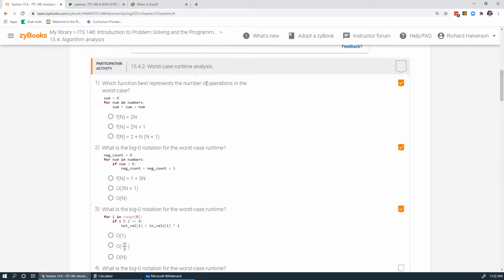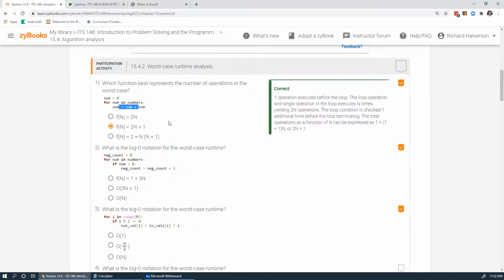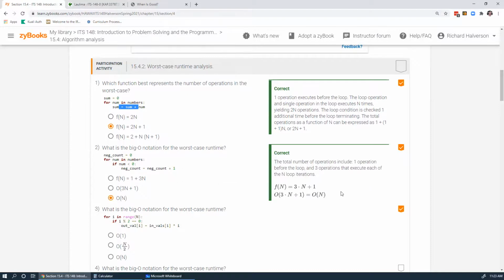Which function best represents the number of operations in the worst case? Well, here, worst case is every one of these gets executed. Every one of these gets executed. So it's going to be 1 plus this one plus this one. So I guess it's this one. And what's the big O? This is for a different one, but there this extra stuff drops off. So I can already say it must be this one, because this would not be in big O notation, and that's not even big O notation. So I'm going to guess and put that one down.